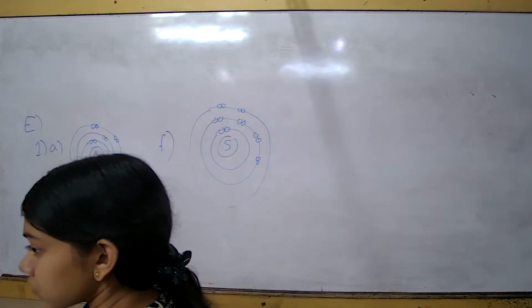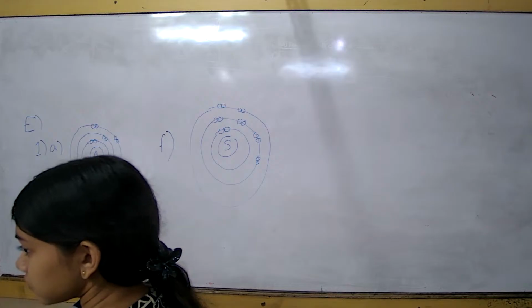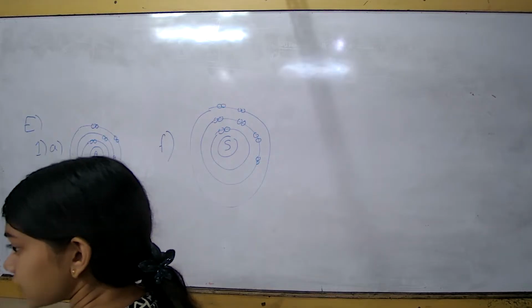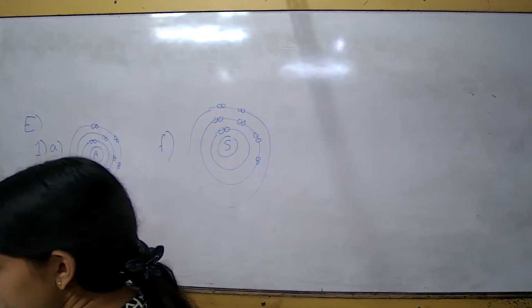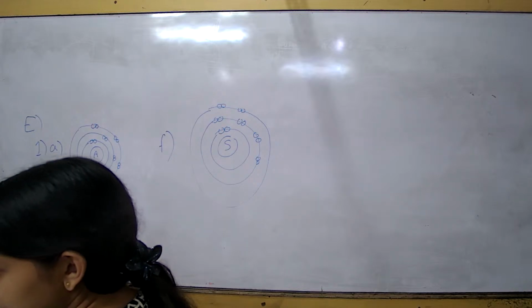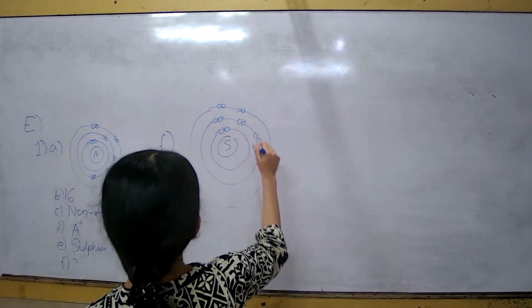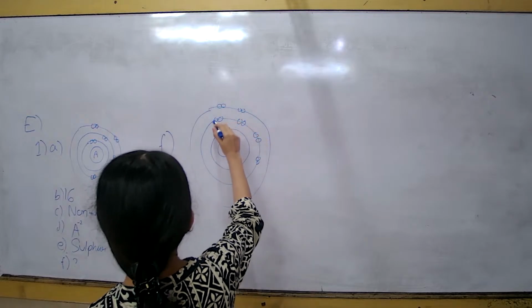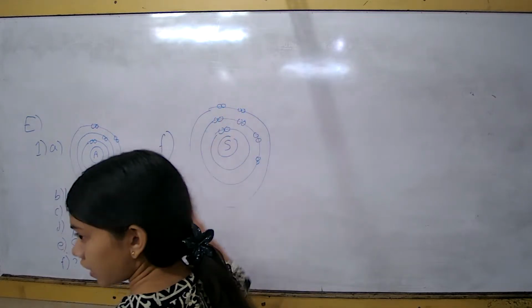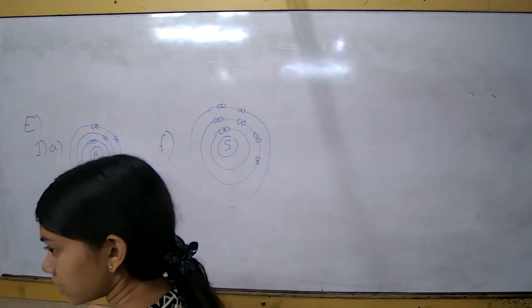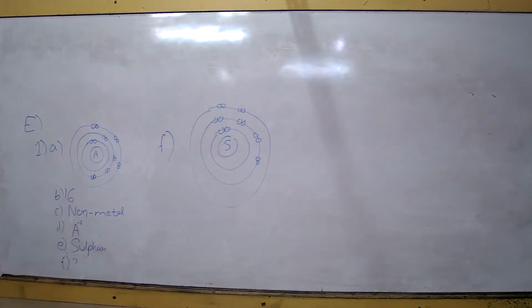What is the atomic number of sulfur? 16. Okay, so then how did you get it? 15, 16, and 2 of them have gone. All right, correct.